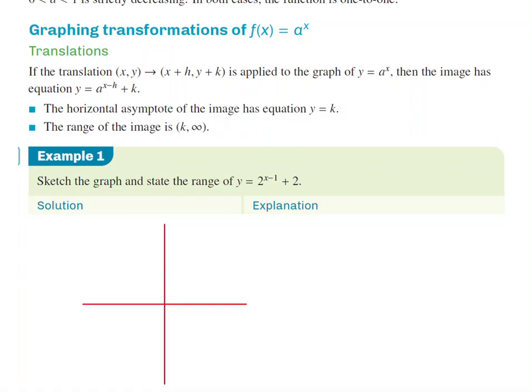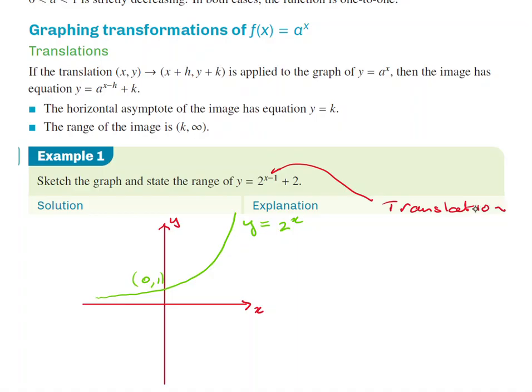So if I sketch in my normal 2 to the x. There we go. Very smooth this morning. y equals 2 to the x. Right, (0, 1). And of course, because I always like to put the arrows on y and x. Now, if I want to sketch the graph of this one, what have I got here? I've got a translation of 1 unit right. I won't write out the whole wording. Translation 1 unit right.